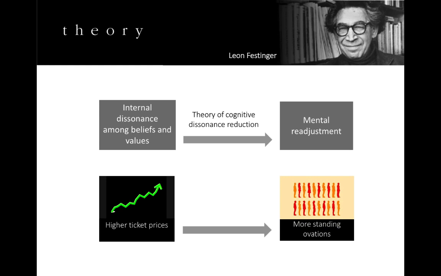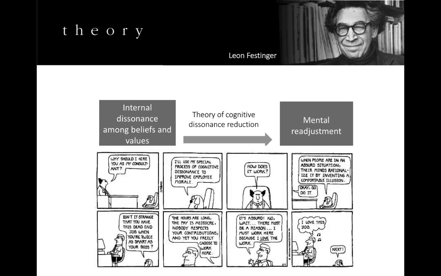It has been shown in many different contexts. It's called the theory of cognitive dissonance reduction by Leon Festinger, social psychologist. Basically, the idea is your brain encounters one of these mental dissonances where something just doesn't really fit, where your beliefs and values are in conflict with each other somehow, and then you try to reduce that dissonance through a process of mental readjustment. And that would mean you change either the one or the other.